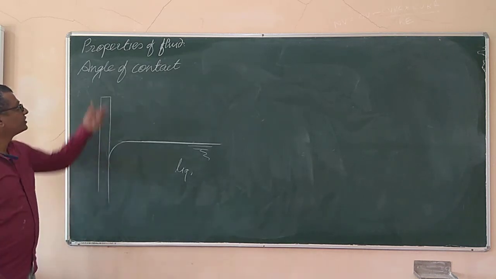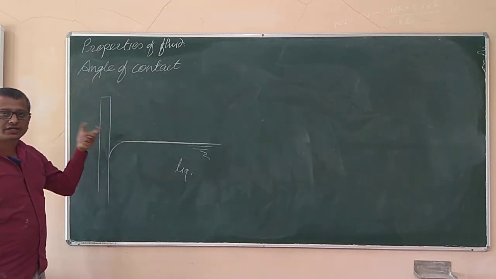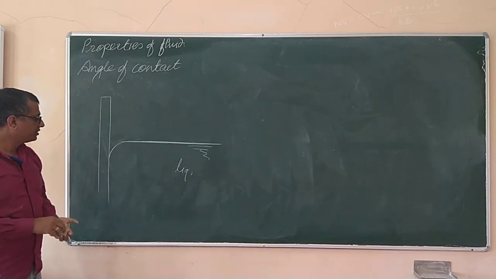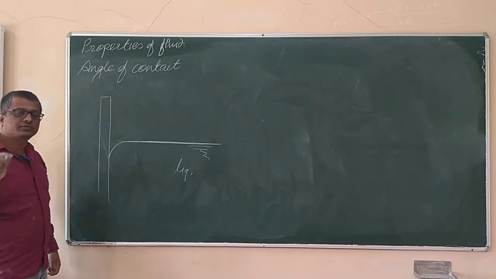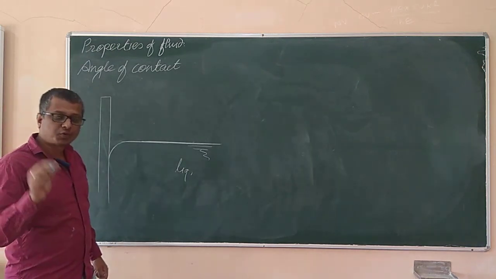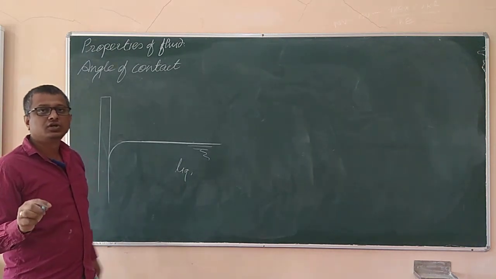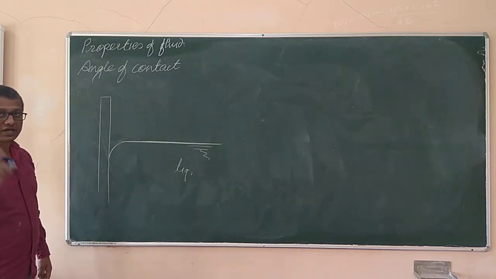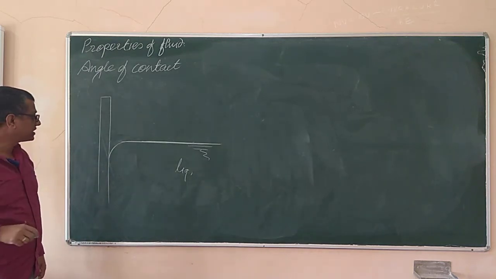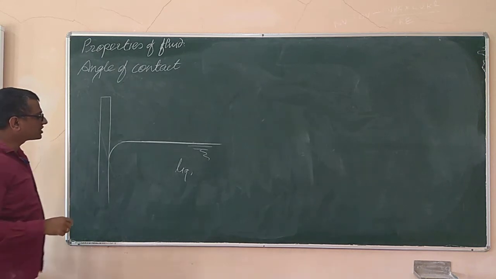Now just follow the definition of the angle of contact. Angle of contact is the angle between the tangent drawn to the curvature of the free liquid surface at the point of contact with the solid surface, to the solid wall, taken inside the liquid. That last line is very important. Taken inside the liquid.